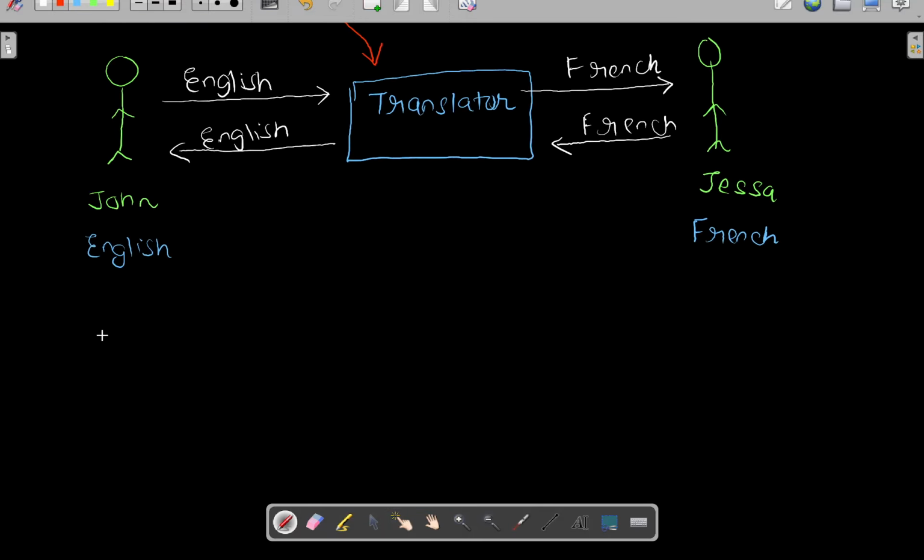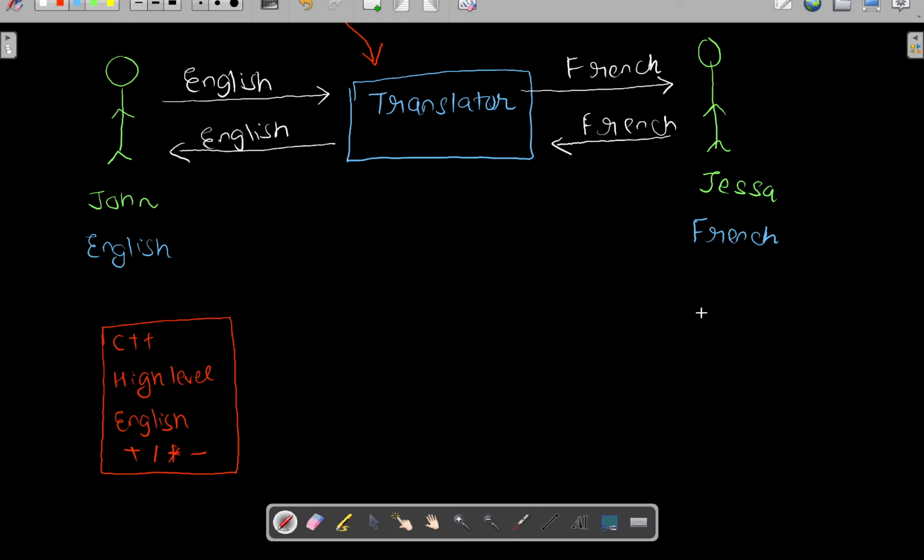So we are having a script over here that is a C++ script. This is our C++ script, and it is written in a high level language. High level means English plus mathematical operators like plus, division, multiplication, subtraction. But on the other side, we are having a machine. We are having our system, laptop, monitor, computer.